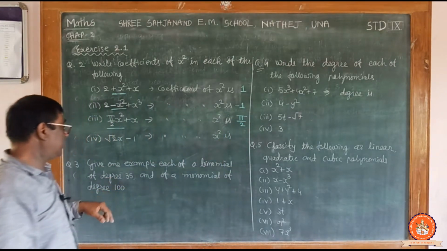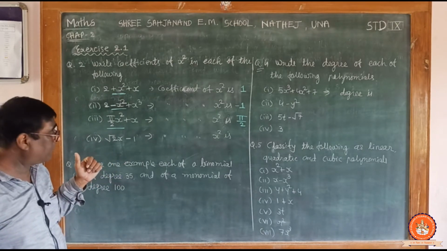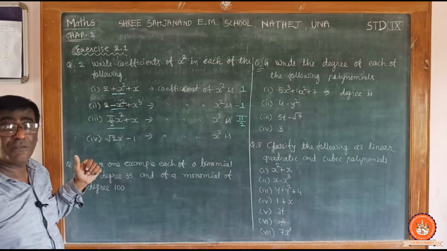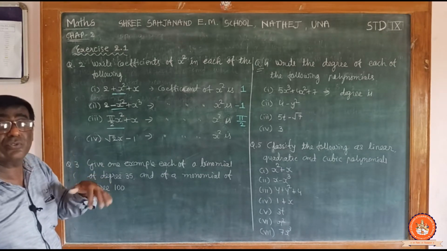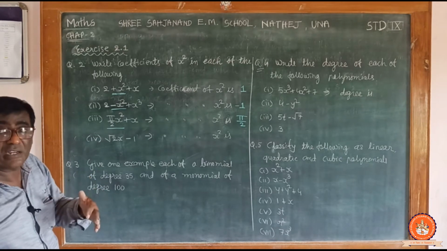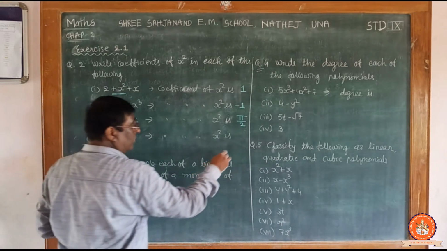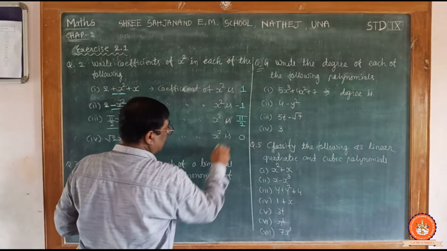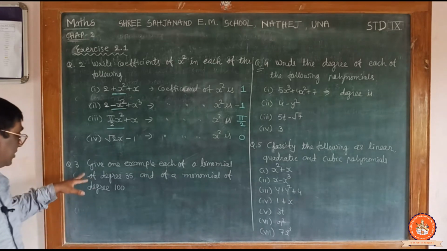Okay, and here you don't see the term with x square. If in a polynomial the term with x square is not there, then there must be a 0 as its coefficient. Its coefficient is 0, and that is why it is missing here. Okay, so the coefficient of x square is 0. Now my friends, question number 3.